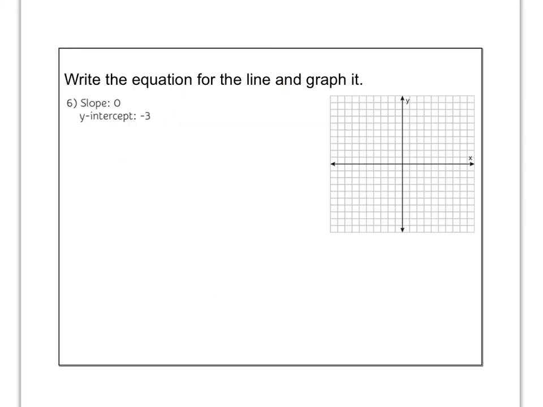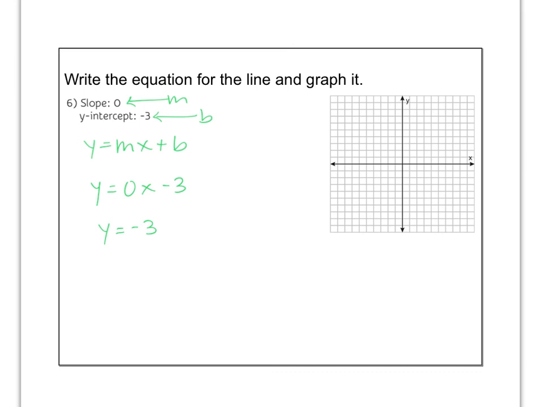Okay, last one, number 6. Write the equation for the line and graph it. So we are trying to write an equation in y equals mx plus b, slope-intercept form. Looks like we already have the slope, which is our m, and we already have our y-intercept, which is the b. I think we're ready to plug in. So it's y equals 0x minus 3. Do I really need the 0x? 0 times anything would be 0, and I think it would go away, and I would just have y equals negative 3.